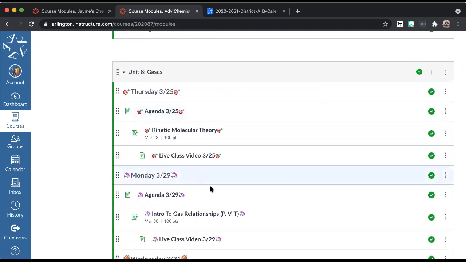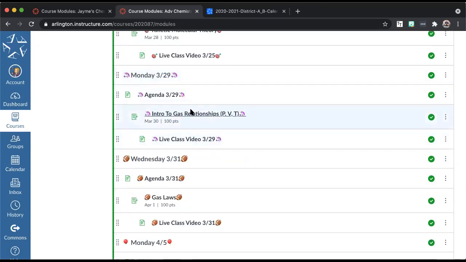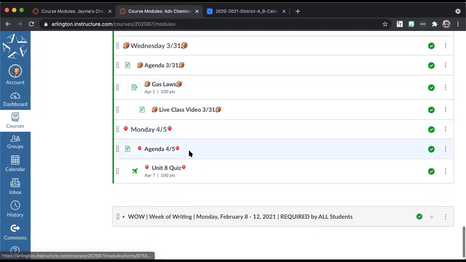And then you'll have 4 grades from this unit. You'll have your kinetic molecular theory lesson that you should have submitted after you completed the questions in it. You'll have the one that we just looked at on Monday on the intro to the gas relationships, where you did the simulation, interacted and answered the questions and submitted that. And then you'll have today's lesson with the gas laws. Once you go through and do the practice questions, you can submit that. And then the last grade is going to be your quiz.